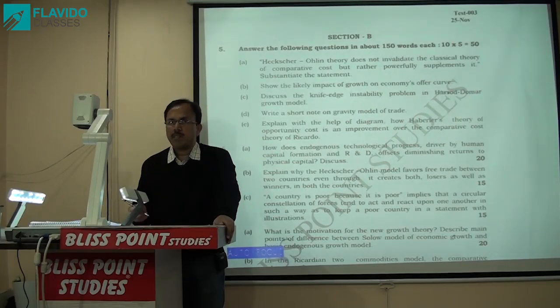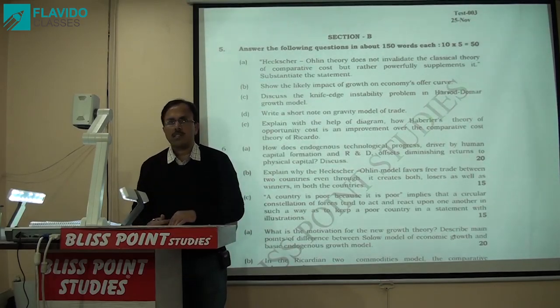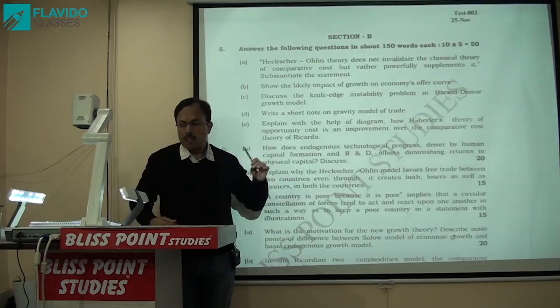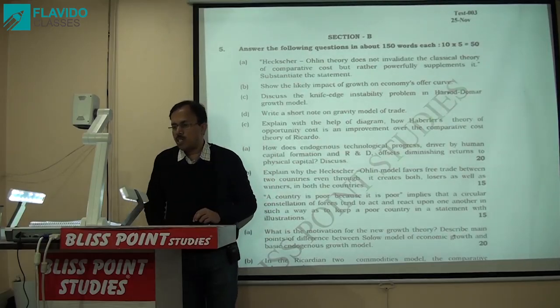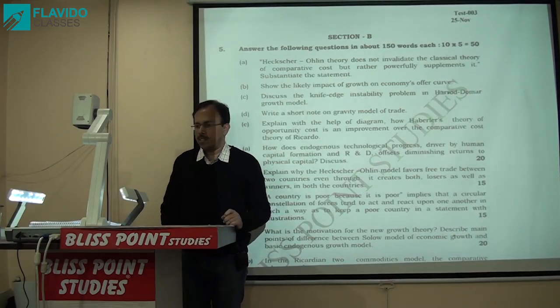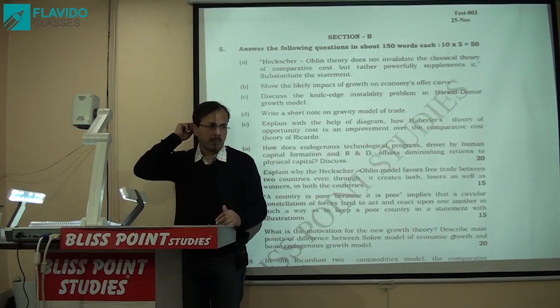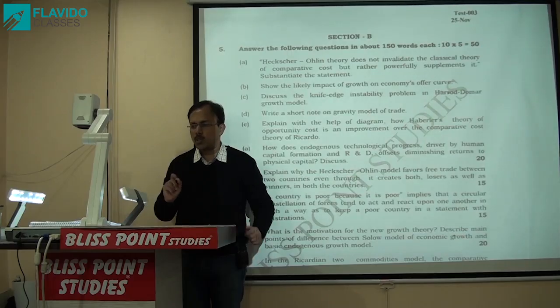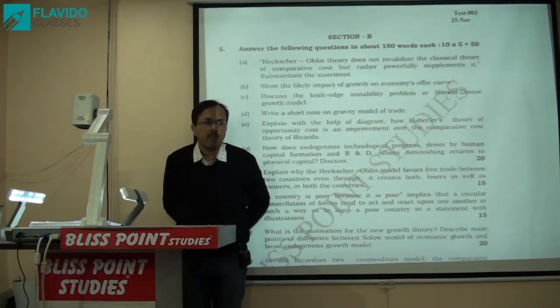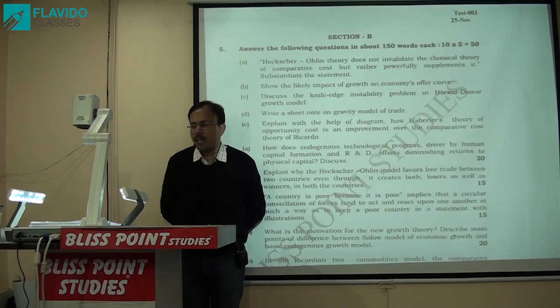In section B, first question, that is question number 5, compulsory. Read those questions. The first is, HO theory does not invalidate the classical theory, but rather powerfully supplements it. Substantiate the statement. HO theory does not refute the classical theory of comparative cost advantage, but rather supplements it powerfully. So how it supplemented and why it is not invalidating the classical theory.